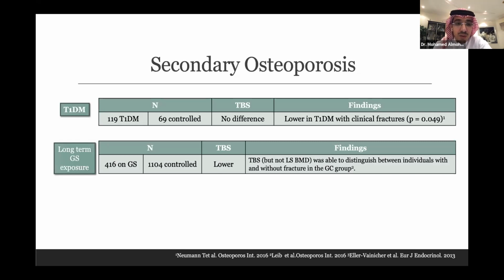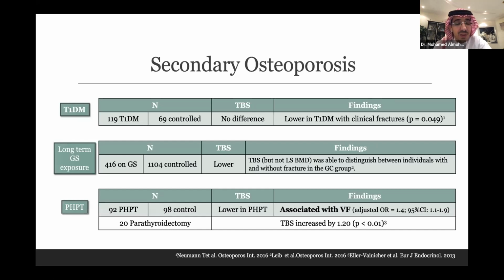In regard to glucocorticoid exposure, it was defined in this study as taking prednisolone or its equivalent at a 7.5 milligram dose for more than 3 months. So we have two groups where we have glucocorticoid patients. In general, TBS was lower in comparison to higher BMD in this group. The TBS was able to clearly distinguish between individuals with a fracture and without a fracture in the glucocorticoid groups.